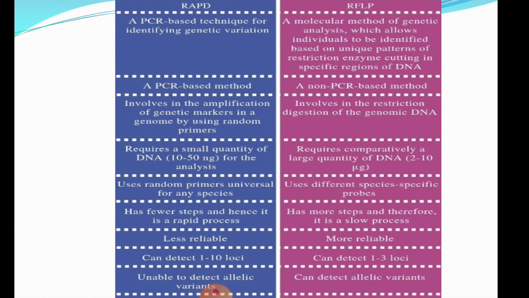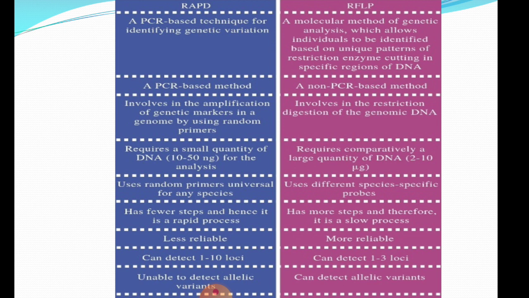Then RAPD involves amplification of genetic markers in a genome by using random primers, whereas RFLP involves restriction digestion of the genomic DNA by making use of restriction endonucleases. For RAPD, a small quantity of DNA, 10 to 15 nanogram, is enough for the analysis. On the other hand, RFLP requires comparatively large quantities of DNA, 2 to 10 micrograms. Here it is nanogram, here it is micrograms.